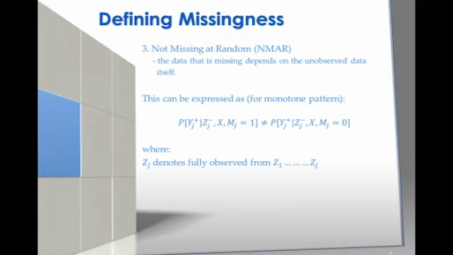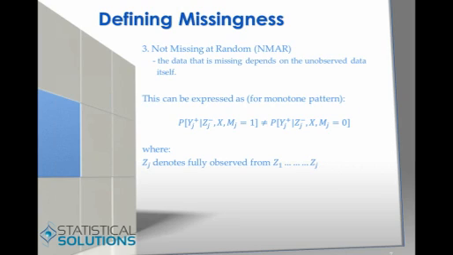And finally, missing not at random. This corresponds to the data that is missing in your data set depending on the unobserved data itself. Using the same notation as before for a monotone pattern, the probability of yj plus given z minus, x, and m equal to 1 is not equal to the probability of yj plus given z minus, x, and m equal to 0, where z denotes fully observed data.